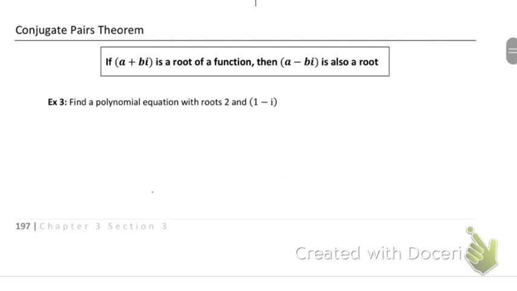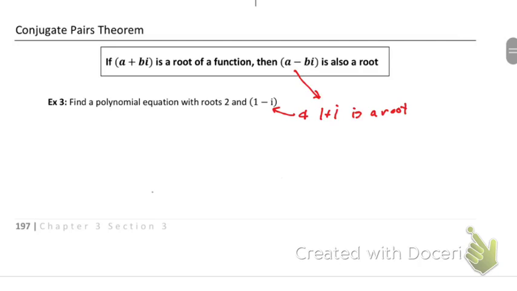So our example is: find a polynomial equation with roots 2 and 1 minus i. On the test, as soon as I ask you this question, you should immediately look at that 1 minus i and go, and 1 plus i is a root. And that comes from up here. If I ask for an equation that has 1 minus i as a root, I am automatically asking you for 1 plus i as a root as well. The only way you get that question correct is to add that in.